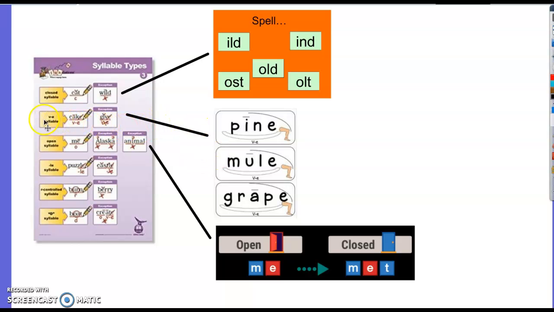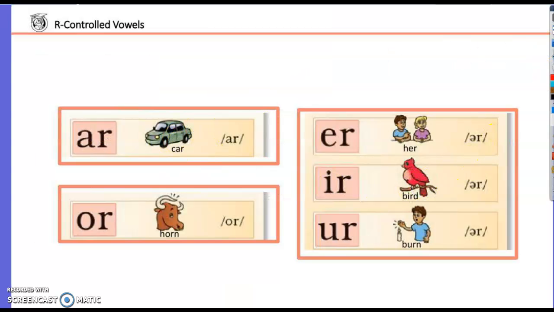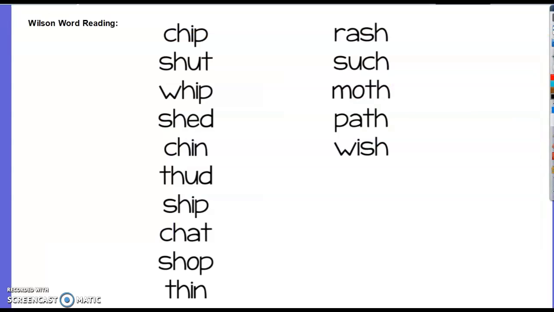And of course, here are the VE syllables where the vowel is long, and because the E at the end makes it a long vowel sound, it's called the sneaky E. We're going to skip over that today.